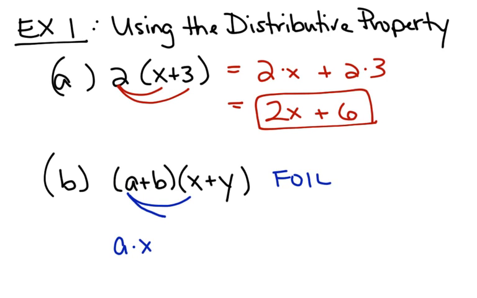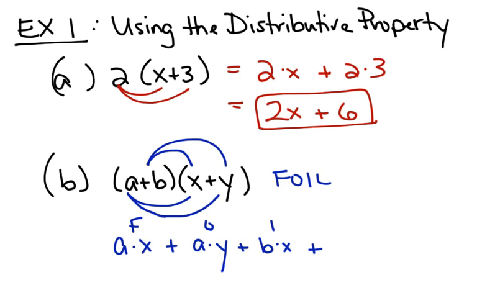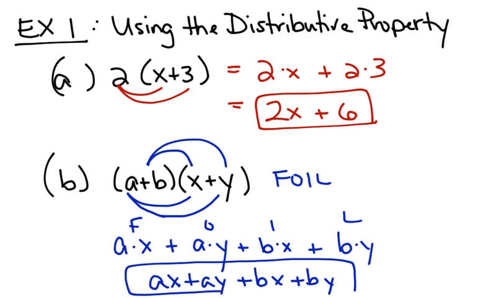First, the first number from each binomial. Then this would be the outside numbers. And then this would be the inside numbers. And then these would be the last two numbers. So the answer is really just ax plus ay plus bx plus by, and there's nothing you can do with it because none of the terms are like terms, so you can't combine any of them.